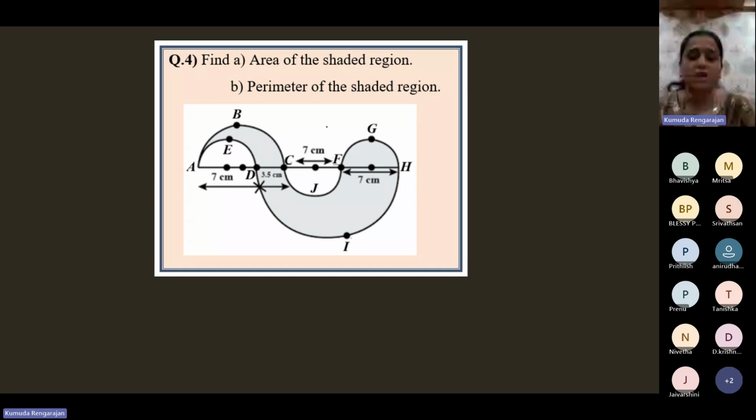And to find the length of the semicircle, or the perimeter of the semicircle, the formula is pi r. 2 pi r by 2, pi r. So this is pi r, this is pi r, pi r, pi r, and pi r.